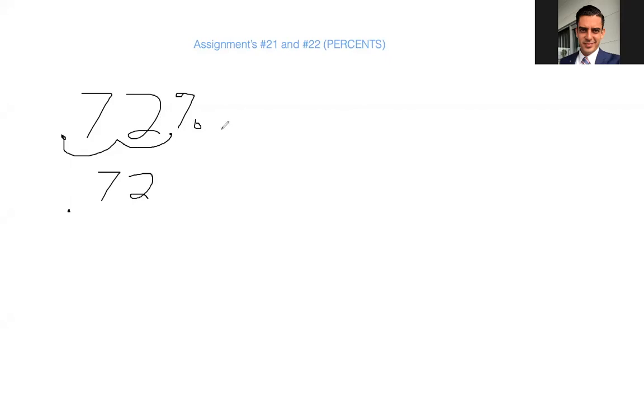Now, if we did a fraction for this, well, 72% out of how many whole? Anytime that you're talking about percent, the whole is always going to be 100 because you can't have more than 100% of anything. So 100% is all of it. That's everything. So this would be 72 over 100. That would be the fraction for this.